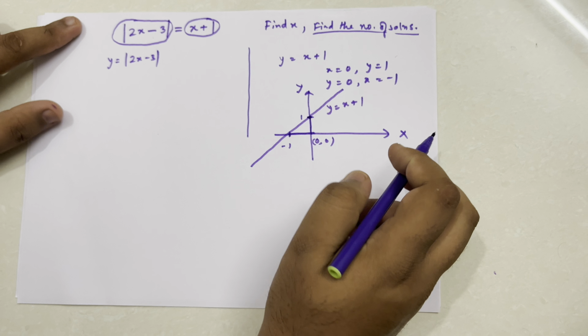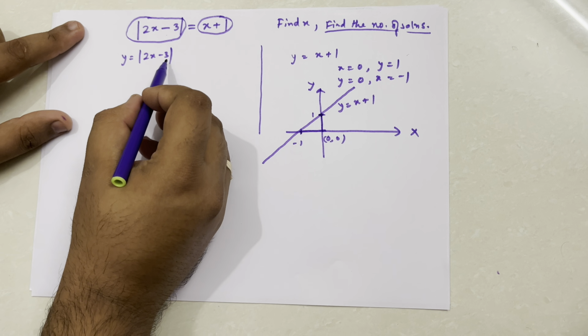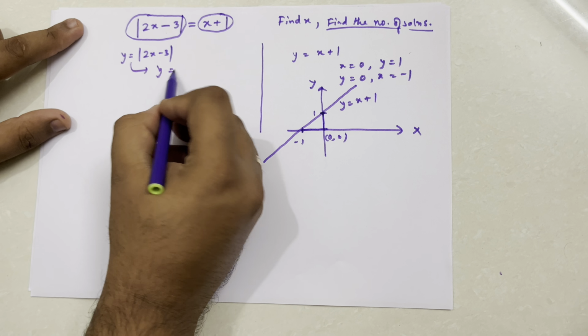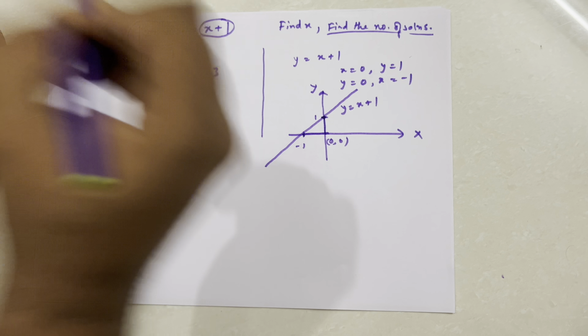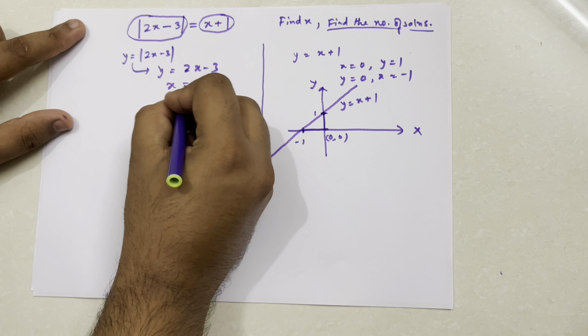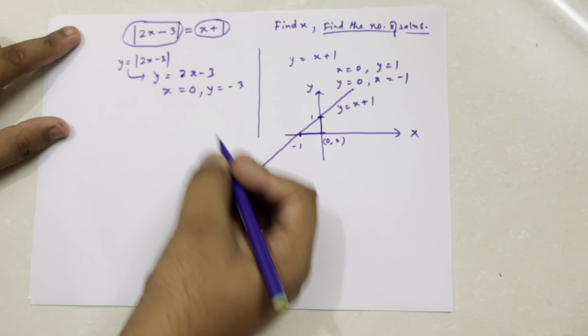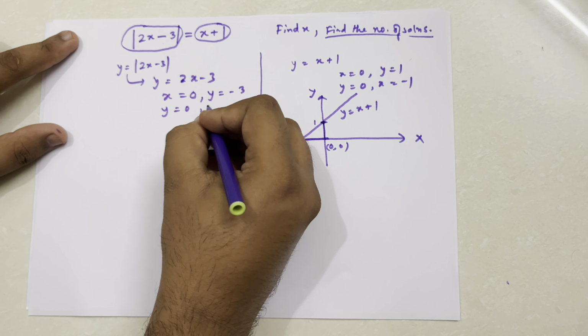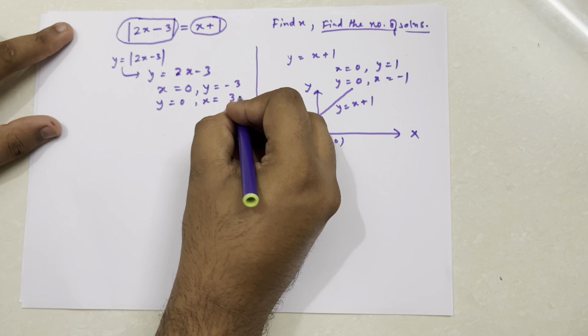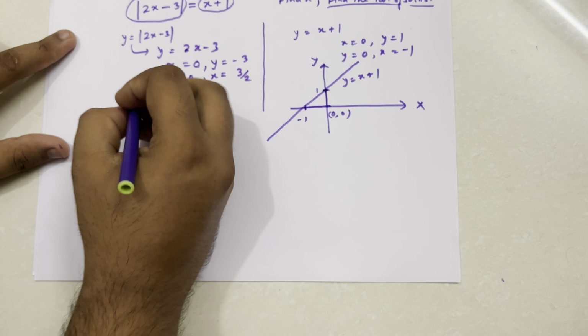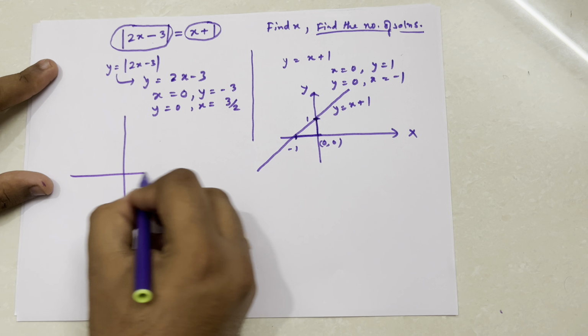So keep that into consideration. Y is equal to mod 2x minus 3. I told you, for y is equal to 2x minus 3, first you have to draw. So if x equals 0, y becomes minus 3. If y is 0, x becomes 3 by 2. Clear? So I'll draw this graph.